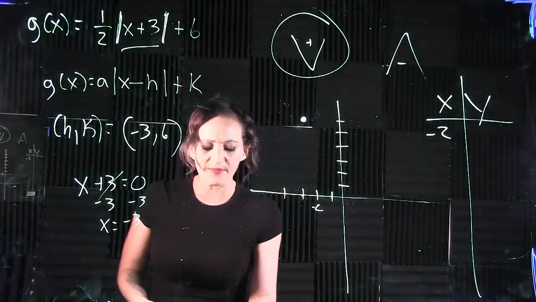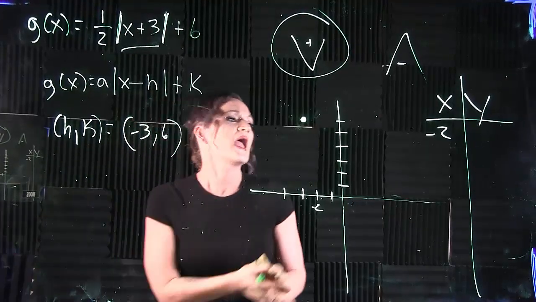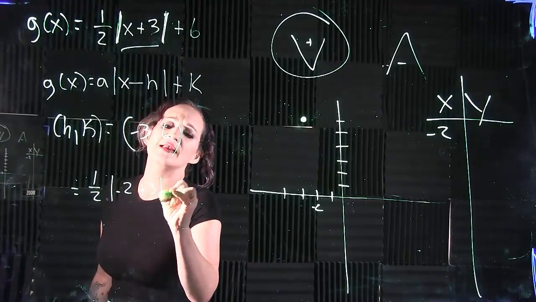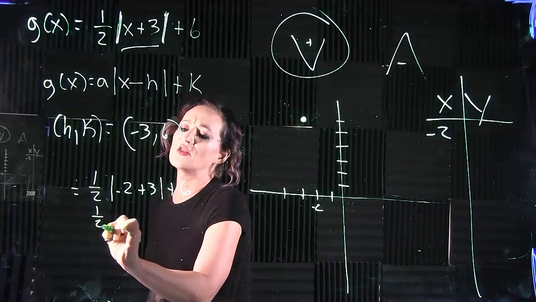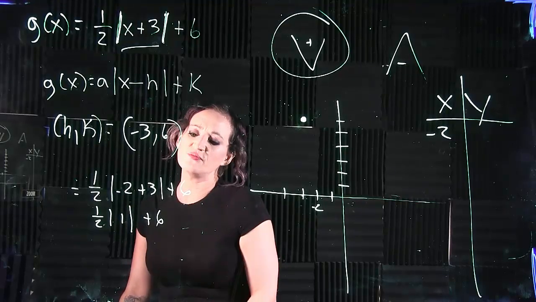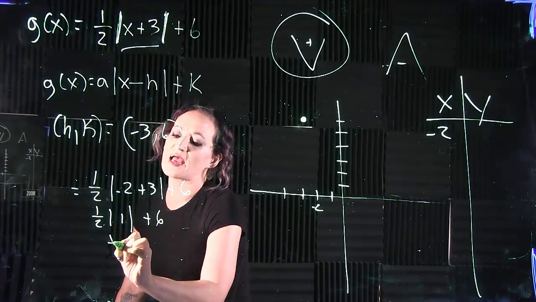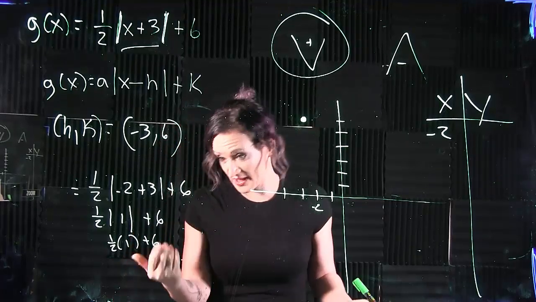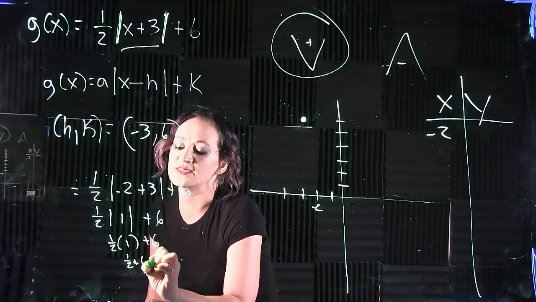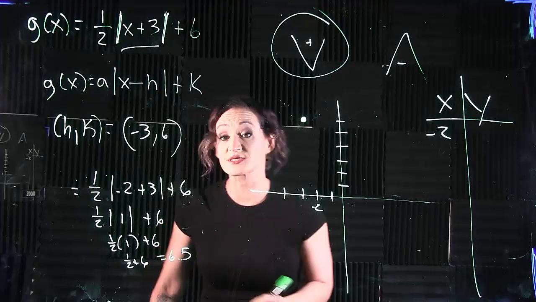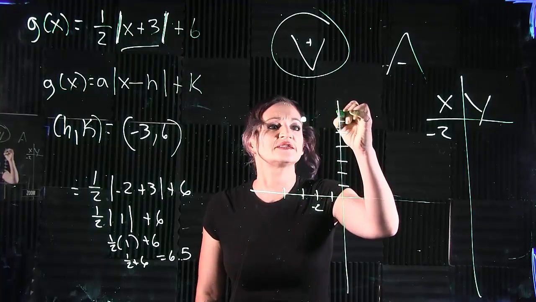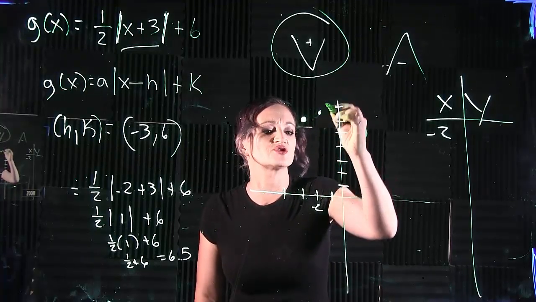Which means I am going to plug in a negative 2 for x and simplify this. That is going to give me my y value for this point. So negative 2 plus 3 is just a 1, which makes this 1/2 times 1 plus 6, since the absolute value of 1 is just 1. So this is really just 1/2 plus 6, which is technically just a 6.5. What that tells me is when I plugged in negative 2, I got a 6.5 as my y. So just a tiny bit up here.